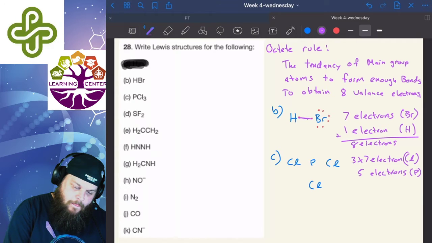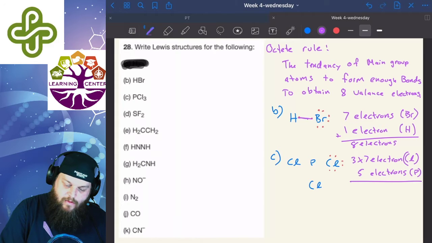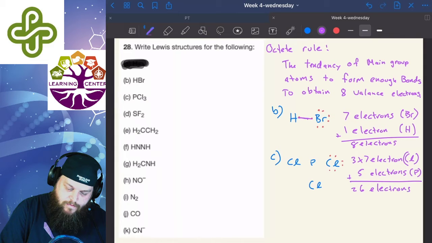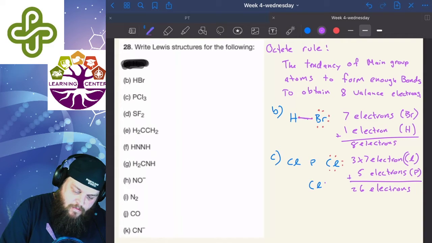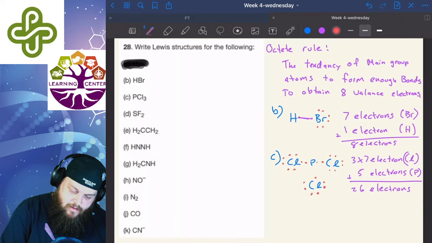So I can draw those on there now. I'm going to draw first the chlorides. Always draw the outer ones first. And we could also add up: that's going to be a total of 7 times 3 plus 5, which is 26 electrons. So we can add electrons to make sure we account for all of the electrons, and everything has an octet. So I'm putting 6 around all the chlorides, and then I'll add 1 more for 7. And then I'm going to give phosphorus its 5.